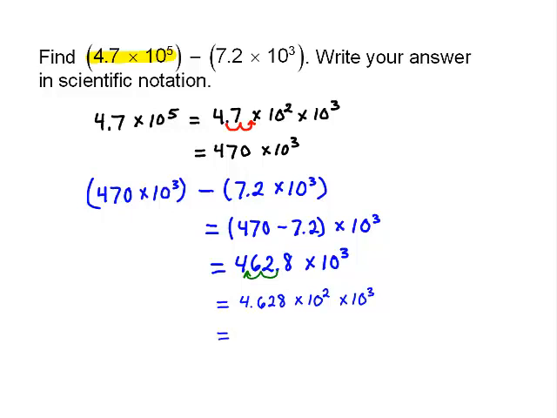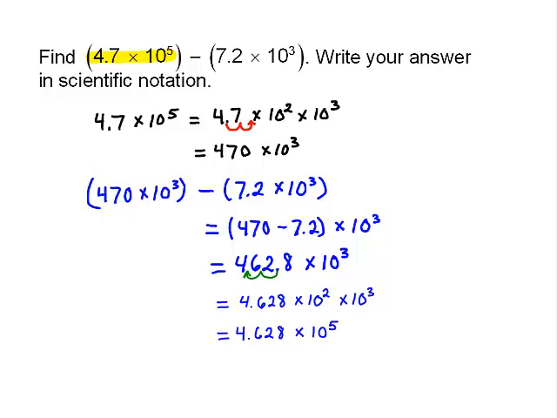Next, we need to use the product of powers property to simplify. This property says that to multiply two powers with the same base, 10, add their exponents. So we keep the factor 4 and 628 thousandths. We multiply by the base 10, and then we add the exponents. 2 plus 3 is 5.